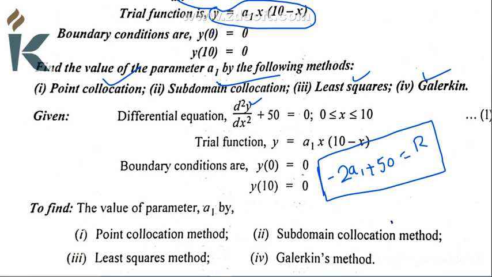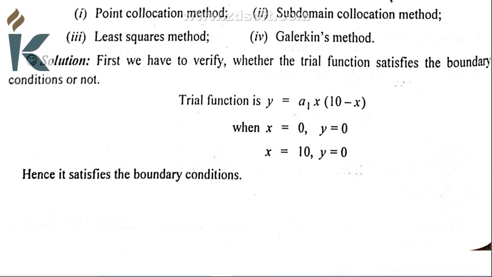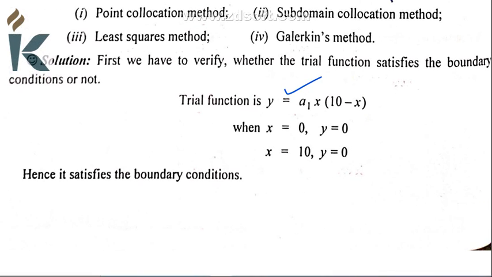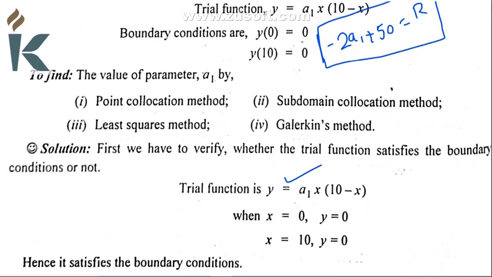Okay, also you have to follow the procedures. First, you have to assume the trial function. That trial function should satisfy the boundary condition. This is the first point. And second point, you have to differentiate this trial function up to the given physical phenomena.